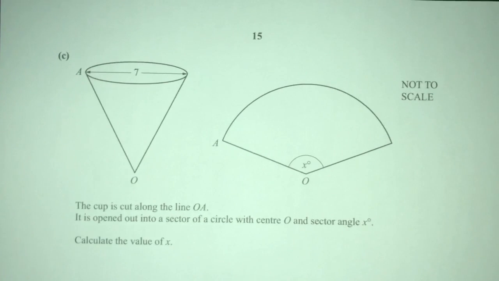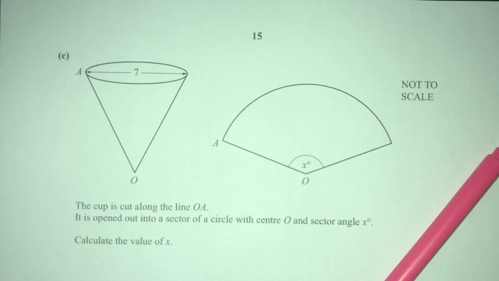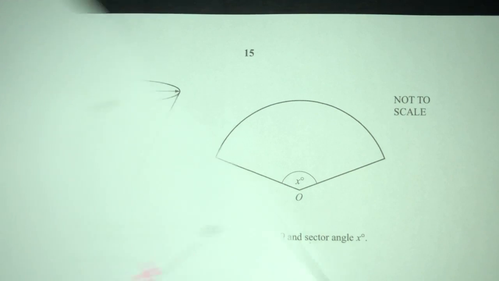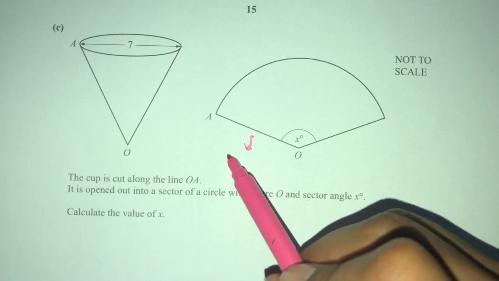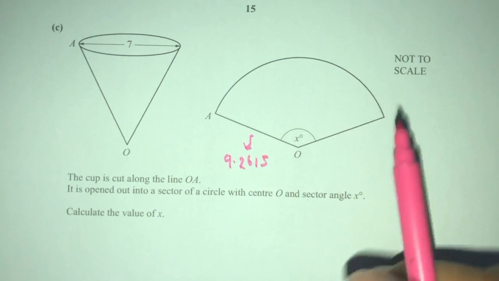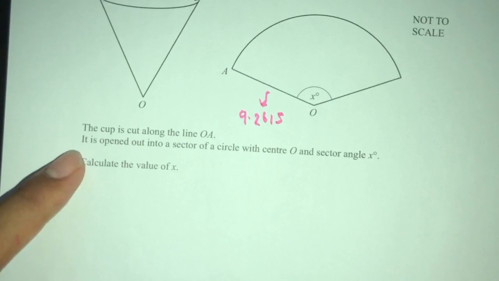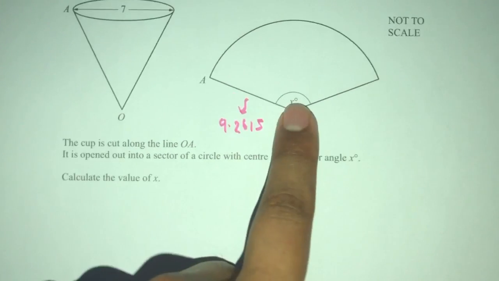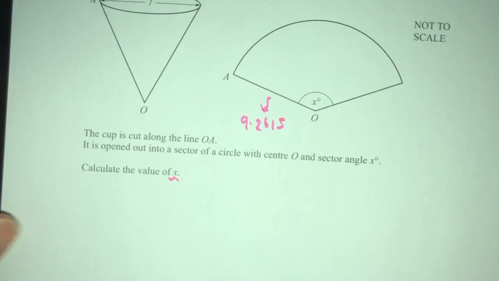Now let's move on to part C of this question. So here we have the cup is cut along the line of OA. As you can see, OA was the slant height. Again, we know the slant height is equal to 9.2615. It was cut, so basically this became this right now. It is open into a sector of a circle with center O and angle X. So we have to find the value of this angle X. So we can use the formula given to us right here.